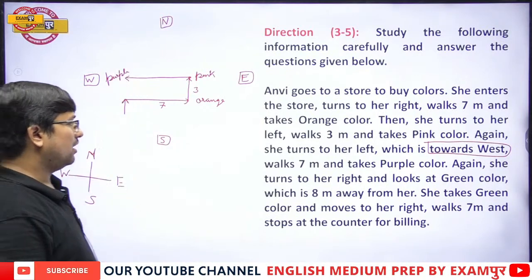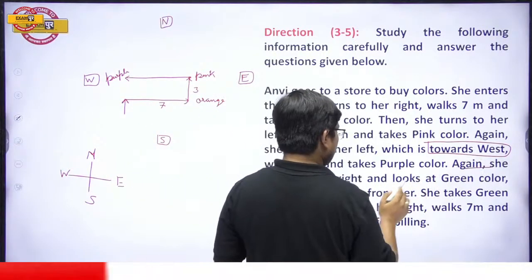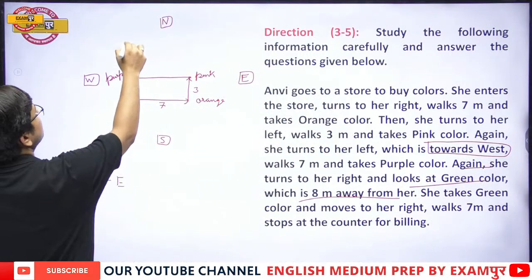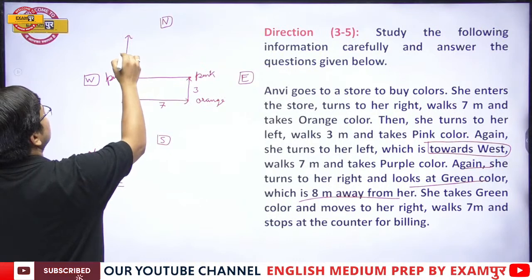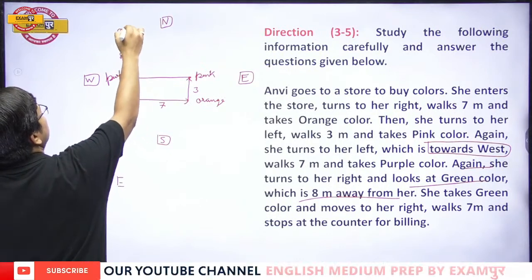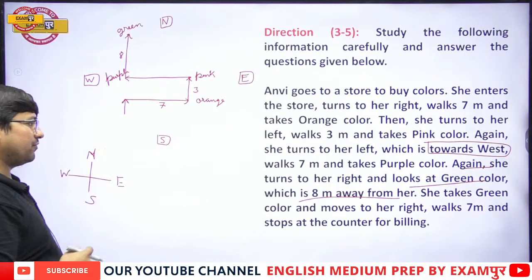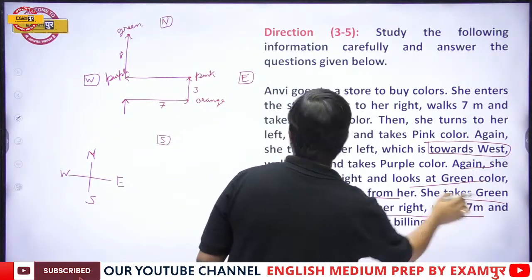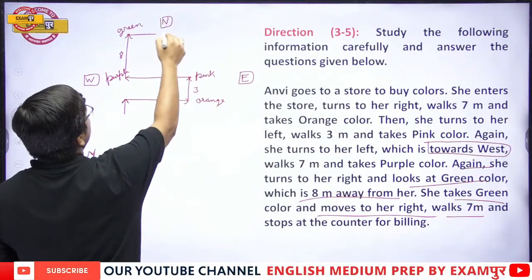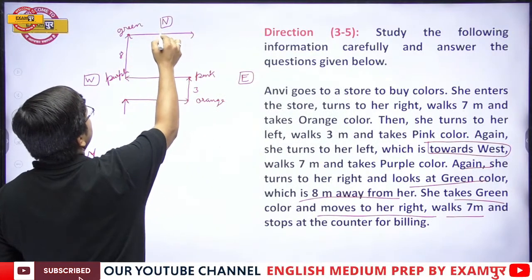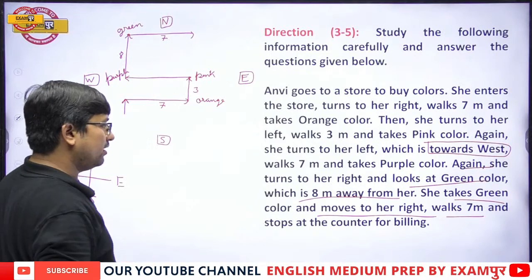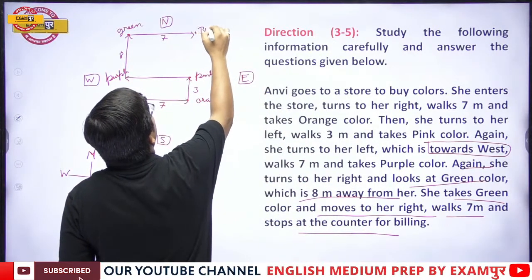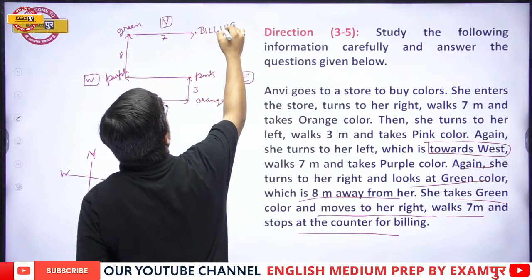Next, again she turns to her right and looks at the green color, which is 8 meters away from her. She takes the green color, moves to her right, walks 7 meters, okay, and stops at the counter for billing. Okay, so this is the final diagram.